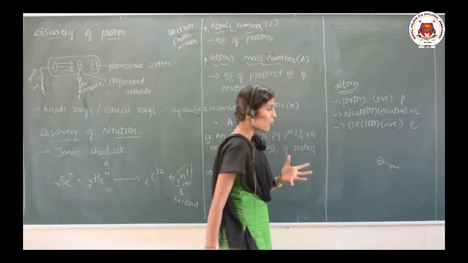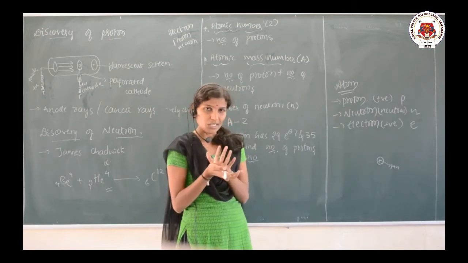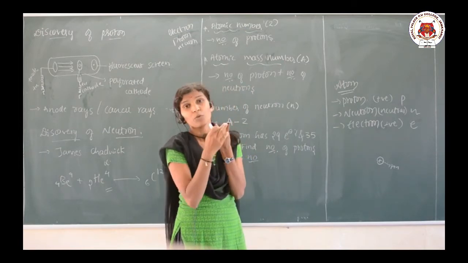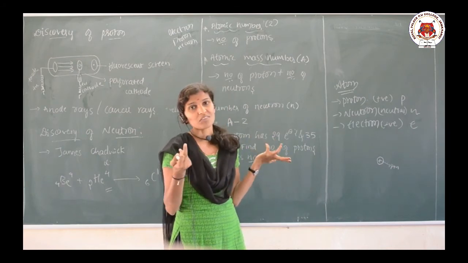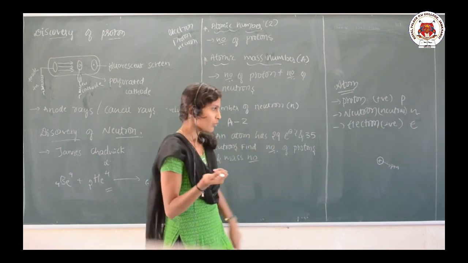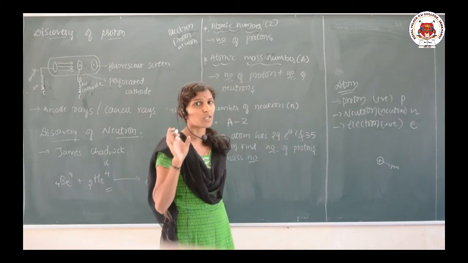So why did the nucleus get the positive charge? Inside the nucleus, proton and neutron are there. Proton is positively charged, neutron is electrically neutral. So what is the charge of the nucleus? It is positive. So any atom consists of a positively charged nucleus.